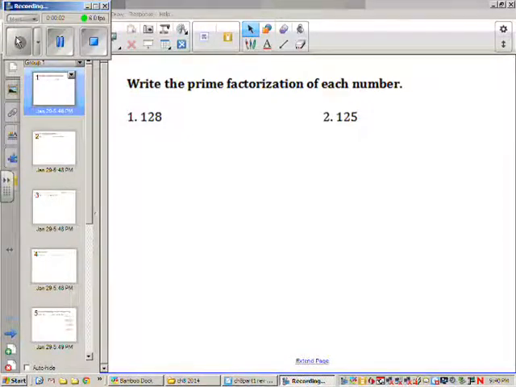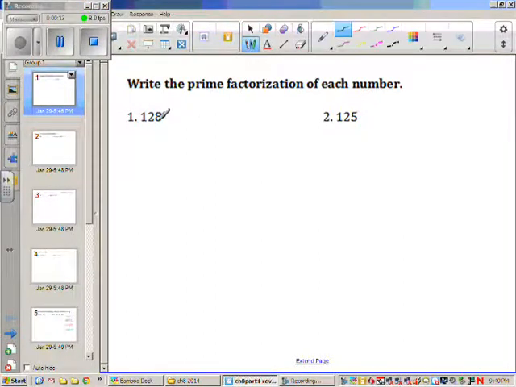Okay, we're going to review some of the basic concepts that you've learned so far in Chapter 8. We'll start with prime factorization of numbers. There's a few ways to do this. I'm going to start with obvious numbers that I can divide by.